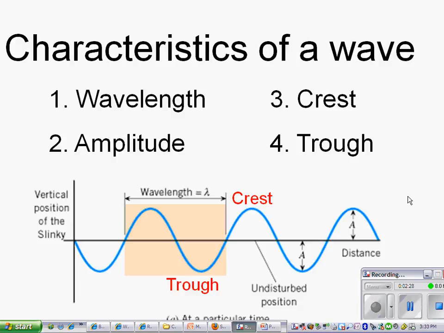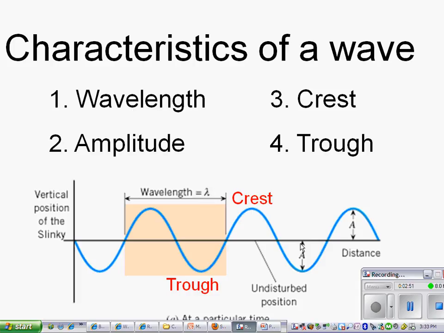And we have to know what the characteristics of this transverse wave are. There's four characteristics we have to know. We have to know the wavelength, the amplitude, the crest, and the trough. So you're definitely going to want to write this down in your notebook, all these pieces here. In this pink section, there is a full wavelength. That uses the variable lambda, an upside down y.